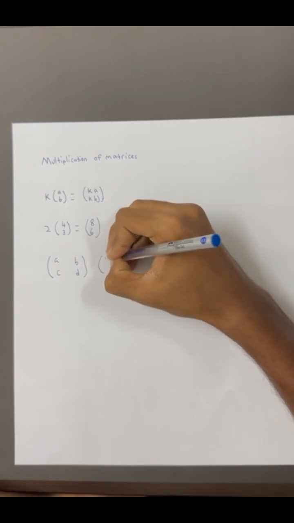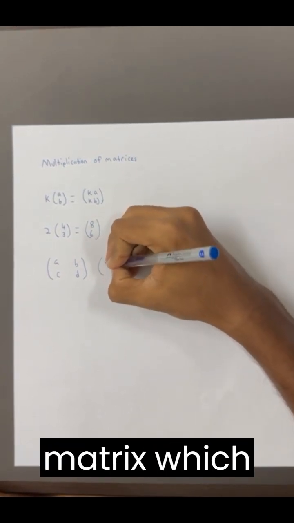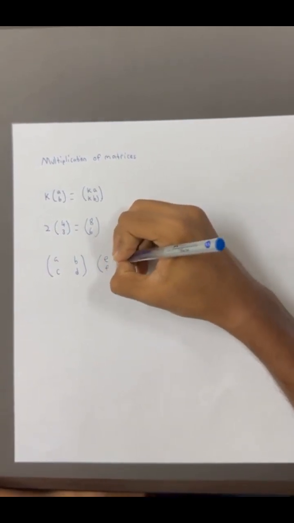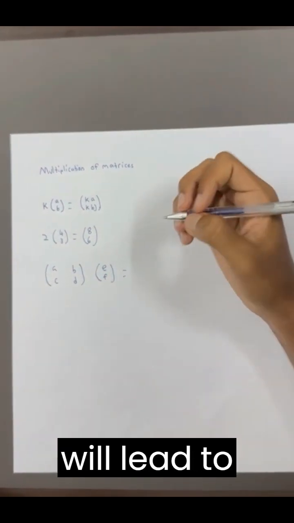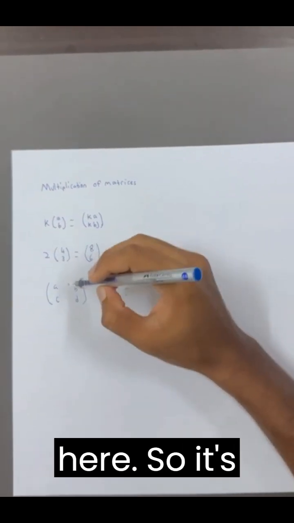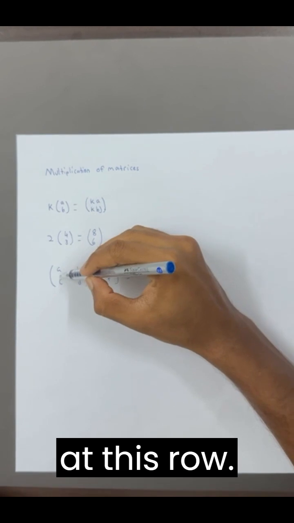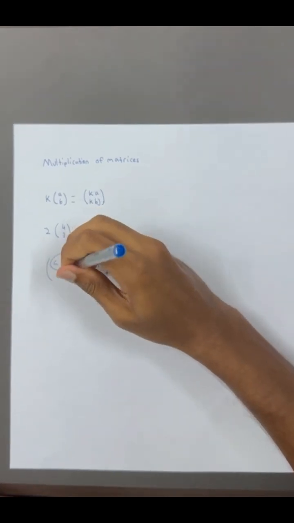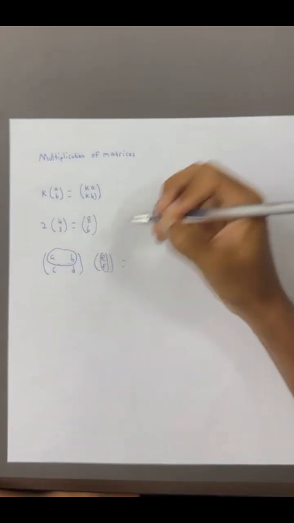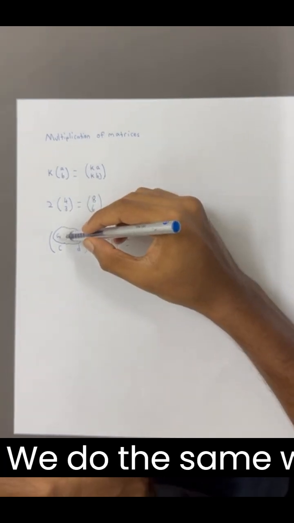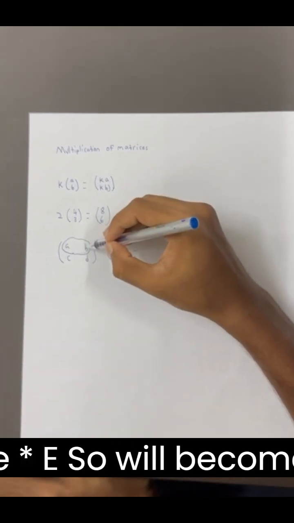Then we'll multiply the other matrix, which is E and F. What we have to do is simple. You look at this row and you look at this column. So we have to do A times E and B times F.